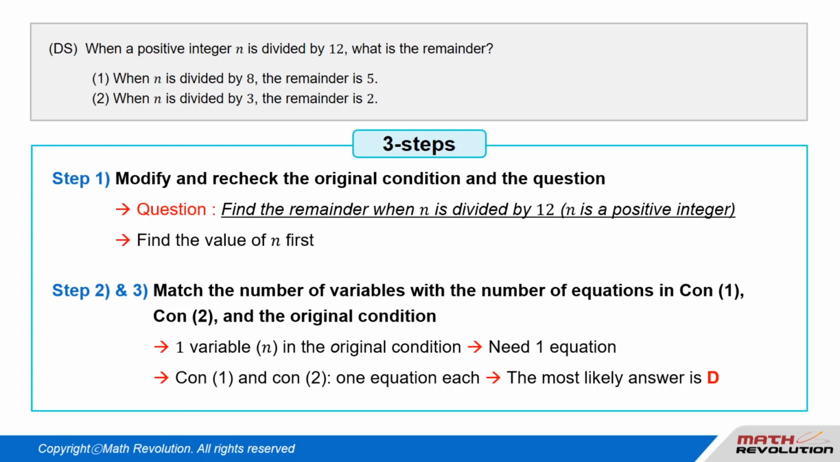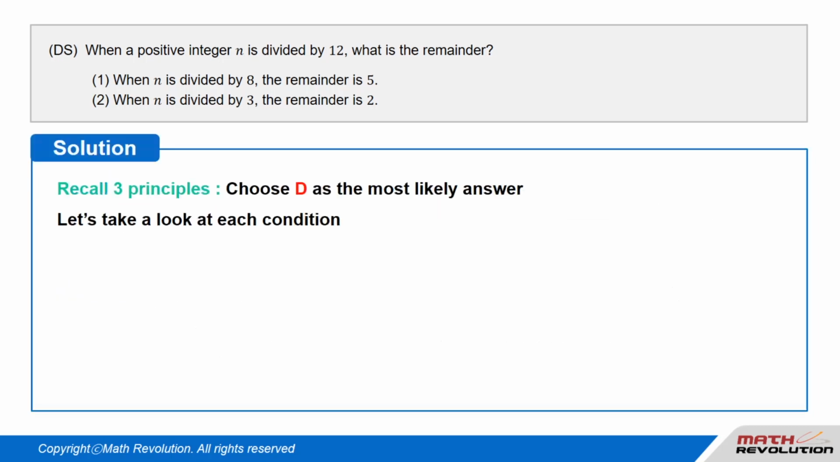From the original condition, we have one variable, n. To match the number of variables with the number of equations, we need one equation. Since conditions 1 and 2 will provide one equation each, D would most likely be the answer. Recall 3 principles and choose D as the most likely answer. Let us take a look at each condition.